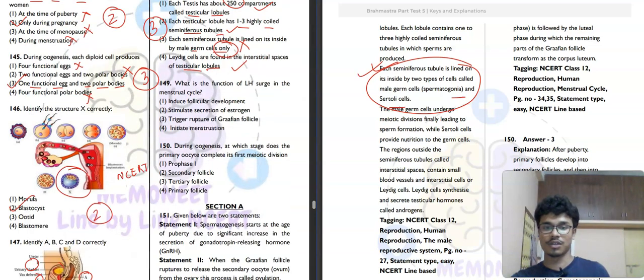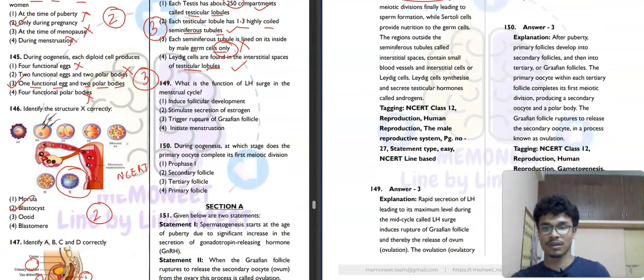Moving towards the next question, question number 149. What is the function of the LH surge, luteinizing hormone surge, in the menstrual cycle? Induce follicular development? No. Stimulate the secretion of estrogen? No. Trigger the rupture of the Graafian follicle? Yes, it is absolutely correct. You can see in the graph that at 14 days of the menstrual cycle, LH and FSH both peak. This is the ovulation day, the ovulation period. Ovulation is caused by the rupture of the Graafian follicle. And initiate menstruation? No. So third option will be our correct answer for this question.